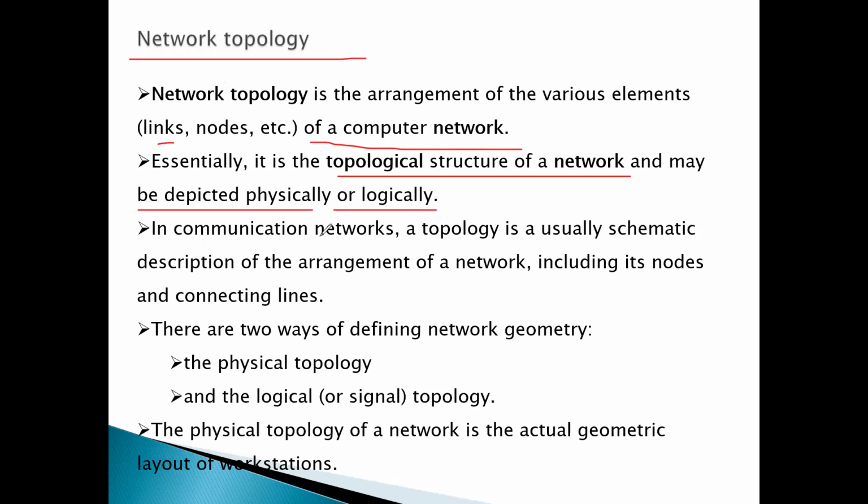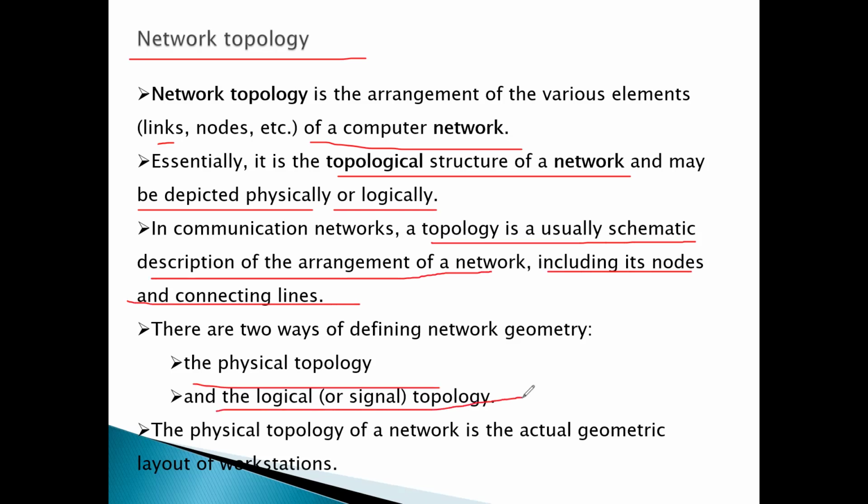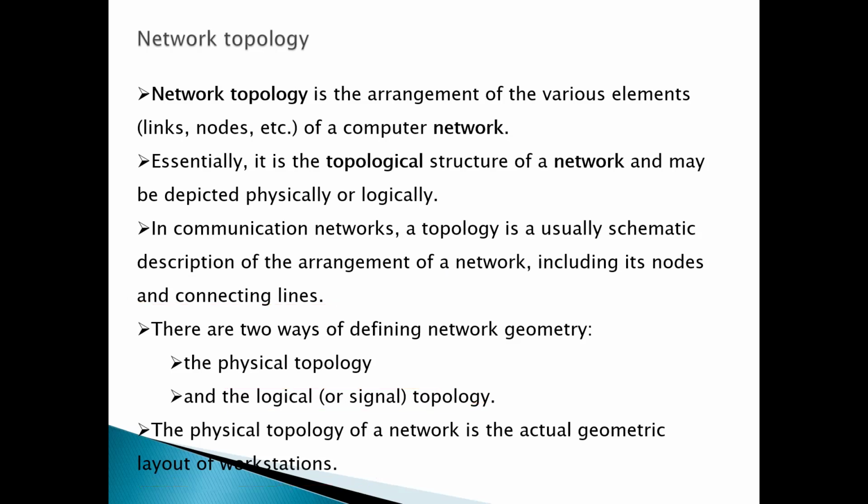So in a communication network, a topology is usually a schematic description of the arrangement of the network, including its nodes and connecting lines. There are two ways of defining network topology: the physical topology and the logical topology. The physical topology of a network is the actual geometric layout of a system. So topology means how your computers are arranged, how they look in a computer network. There are different topologies, you can see here.